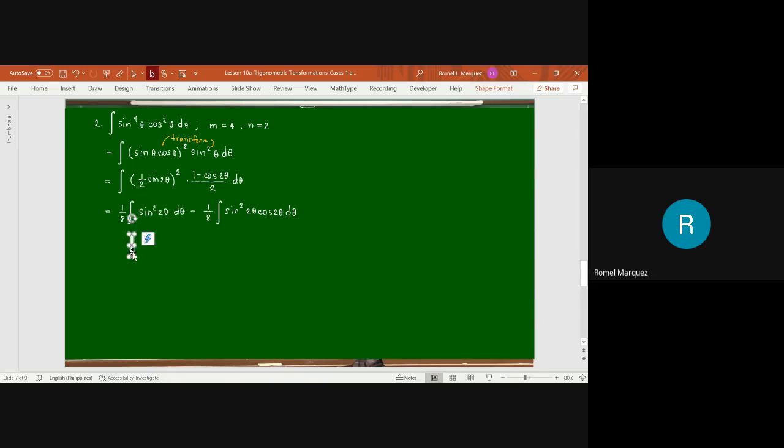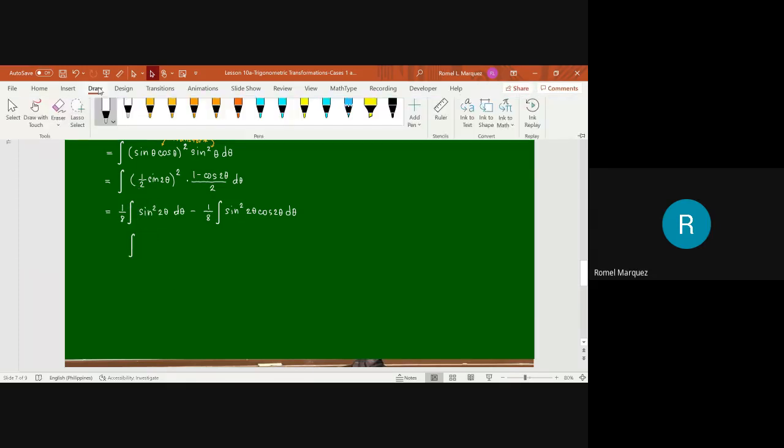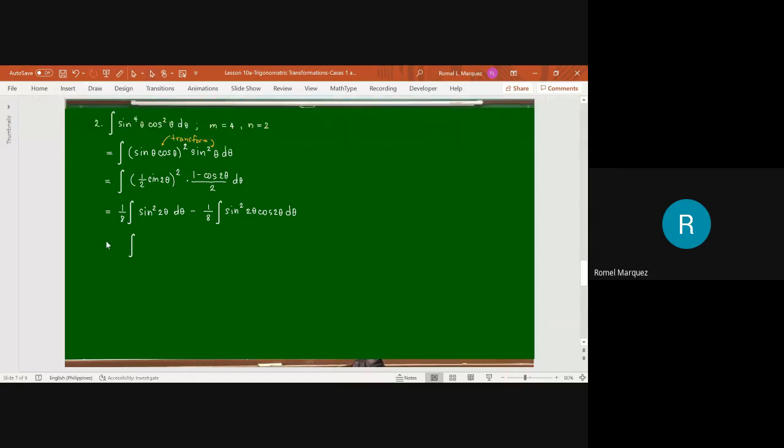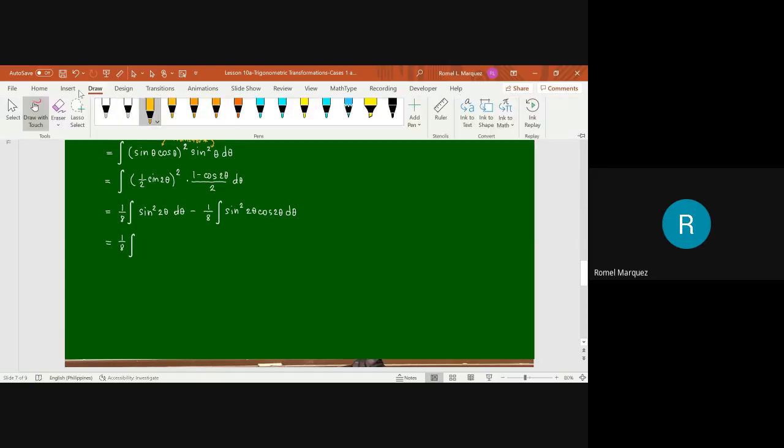Okay, so now the first integral is case 2 again. So we're going to transform that. Remember our title, integration by trigonometric transformation. So we keep on transforming as long as there is an integrand, or part of the integrand, satisfying the condition. So this is even. So we transform that again.